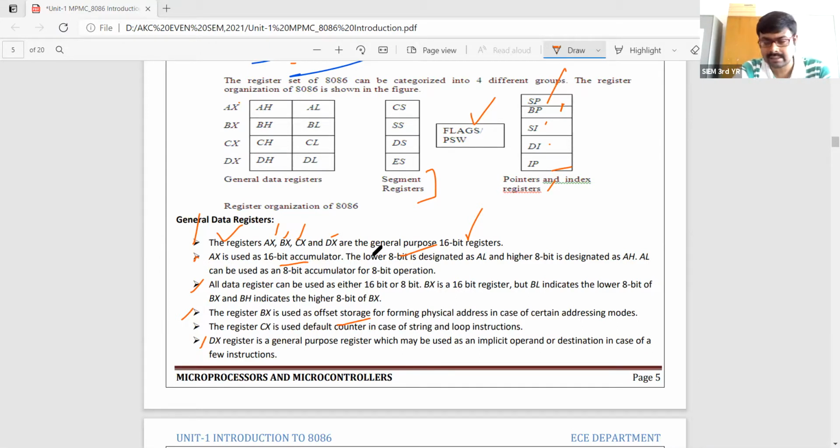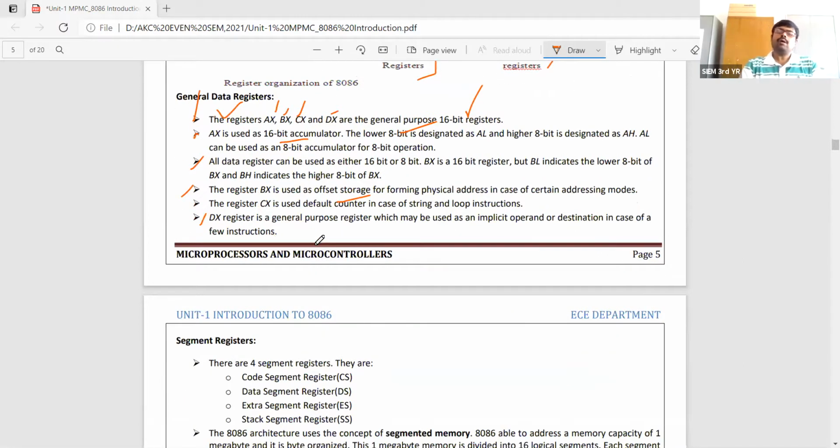So 16-bit total, and the 8-bit classification divisions are there. 8 plus 8, total 16-bit operation you can perform. Point number 3, all data registers can be used as either 16-bit or 8-bit. So either a 16-bit operation or an 8-bit operation, depending upon the requirement and the set of instructions, we can follow these steps. So BX is a 16-bit register, but BL indicates the lower 8-bit.